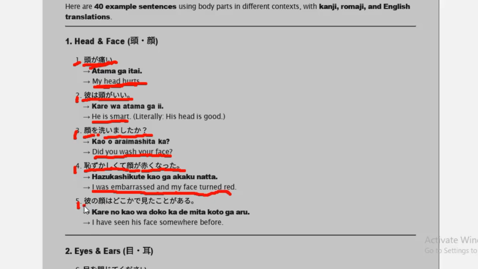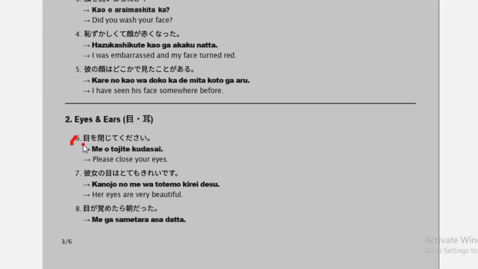Fifth example is kare no kao wa doko ka de mita koto ga aru, means I have seen his face somewhere else. Sixth example is me, means eyes. Me o tojite kudasai. Please close your eyes. Seventh example is kanojo no me wa totemo kirei desu. Her eyes are very beautiful, when we're talking about girls.